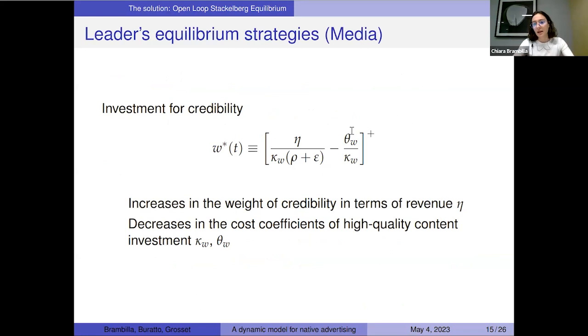And what we can say from an economic point of view is that this investment for credibility increases in the weight of credibility in terms of revenue. This means, of course, that the higher the revenue related to credibility for the media outlet, the higher is going to be the investment for increased credibility, so this investment for publishing high quality content W. And once again, this investment for credibility decreases in the cost coefficient to publish high quality content, so with respect to KW and theta W.